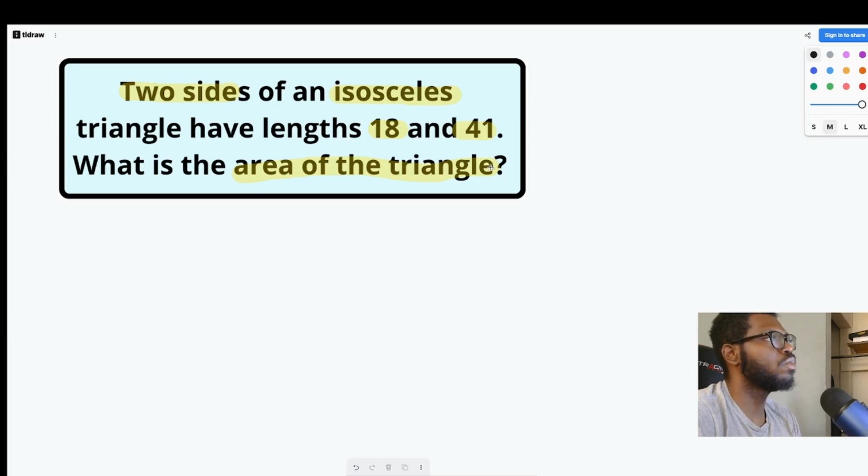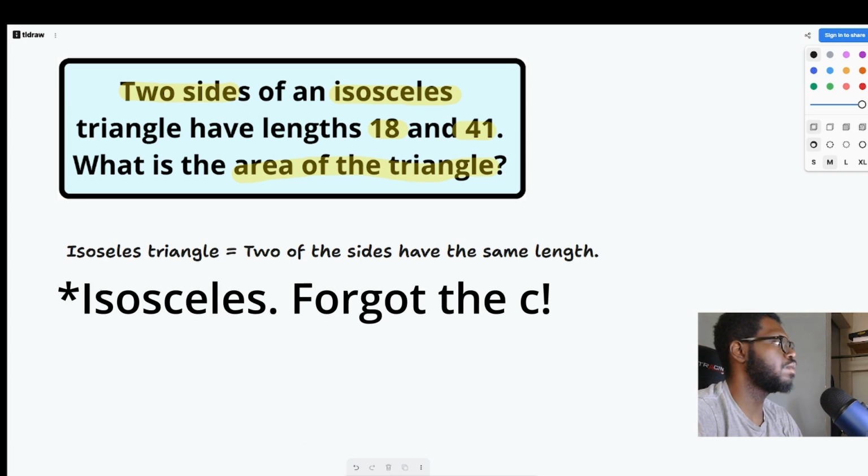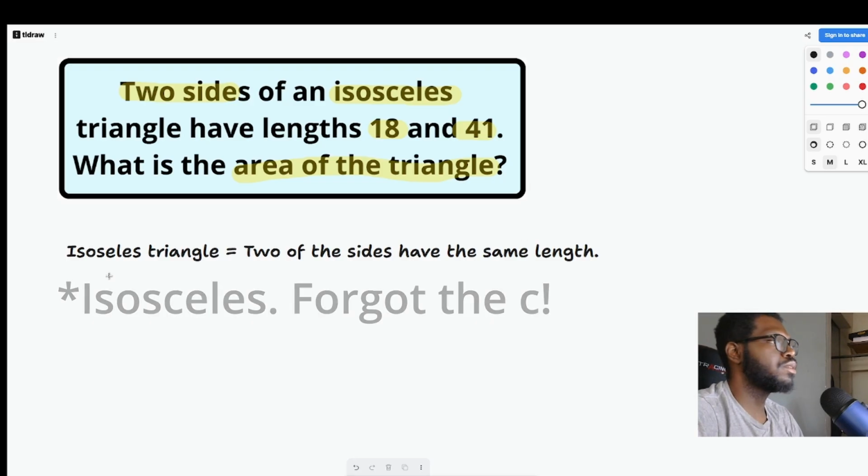But we are given some valuable details that are going to help us figure out some more information that we need. Specifically, we know that we have an isosceles triangle, which means that two of the sides have the same length. With this in mind, there are two possibilities for this triangle. Like I've done in other geometry problems, I'm going to draw a sketch just to better visualize the situation.